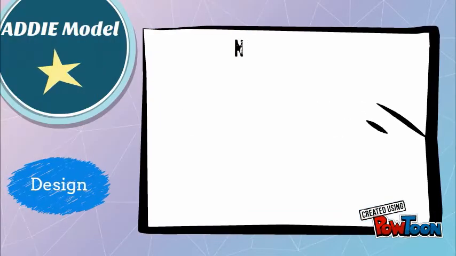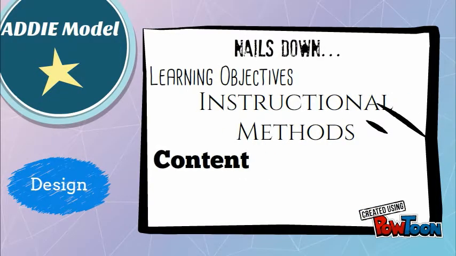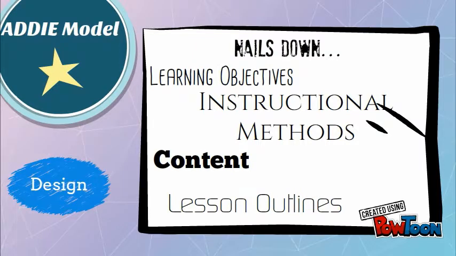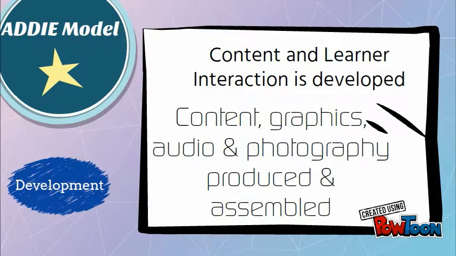The second step in design really nails down the learning objectives, the instructional methods to be used, the content, the lesson outlines, and then media assets. And step 3 is development. This is where all the content and the learner interaction is developed. Content, graphics, audio, everything is produced and put together.